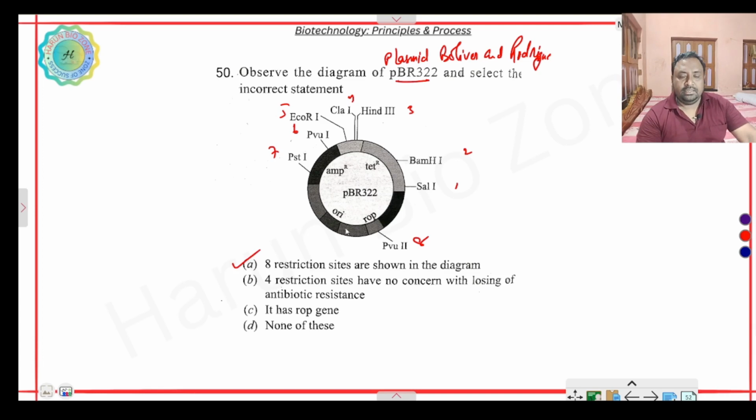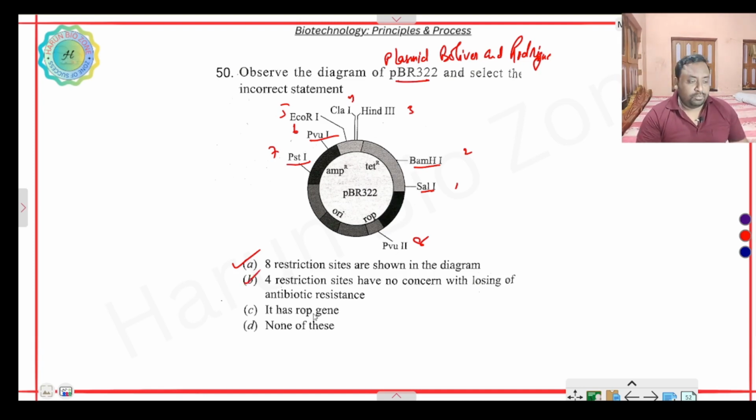This is right. 4 restriction sites have no concern with loss of antibiotic resistance, because here only BamHI, PvuI, PstI and SalI, these 4 restriction sites are present in the resistance gene, but HindIII, ScaI, EcoRV and PvuII are not present in the resistance gene. So this is the right answer.